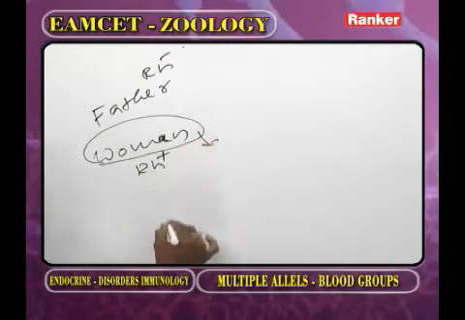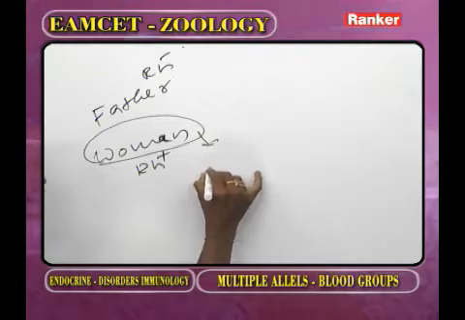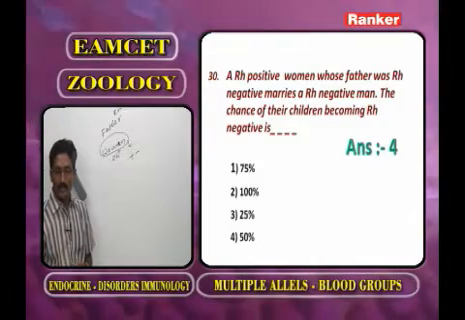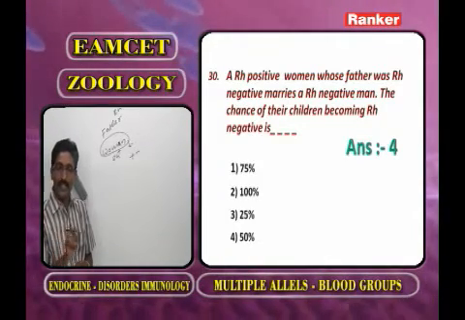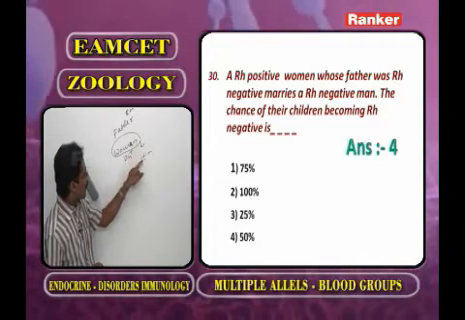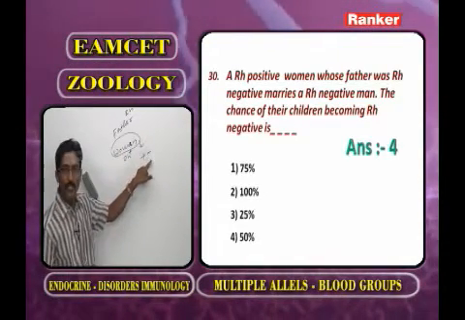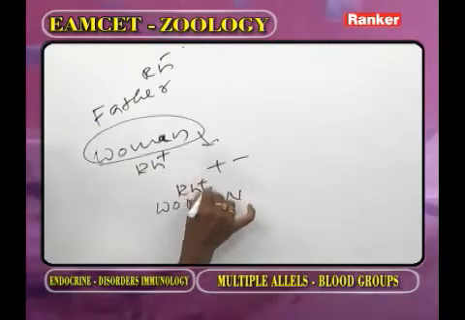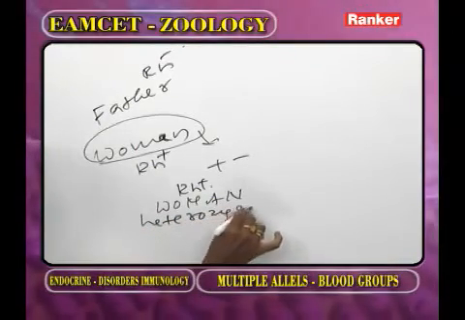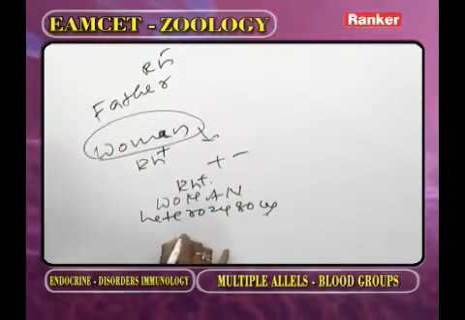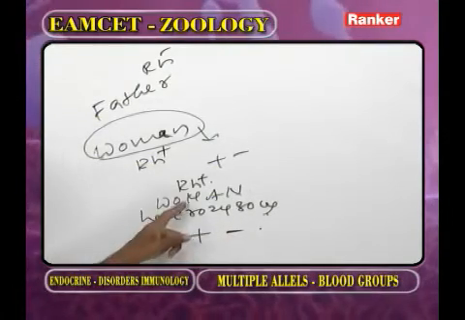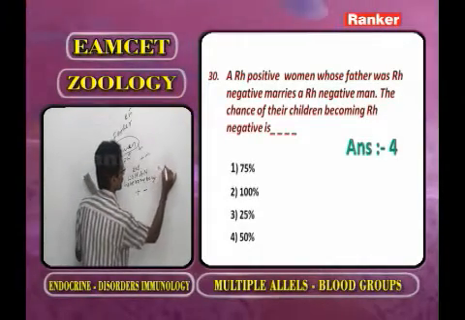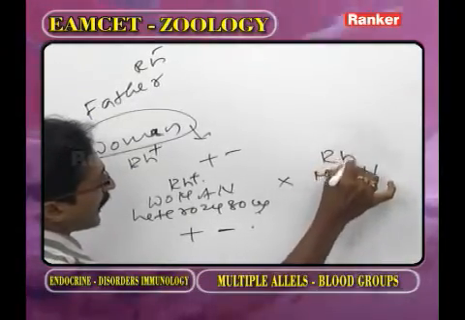Now, what is the genotype of this woman? That is definitely heterozygous. Now, a Rh positive woman whose father was Rh negative. It means, what is the genotype of the woman? No doubt, she has Rh antigen but in heterozygous condition. Why is she heterozygous? Her father is Rh negative. Now, she married a man without Rh antigen. The man has no Rh antigen.